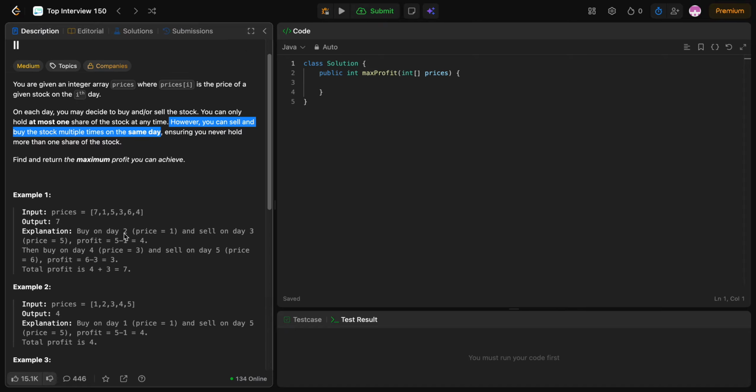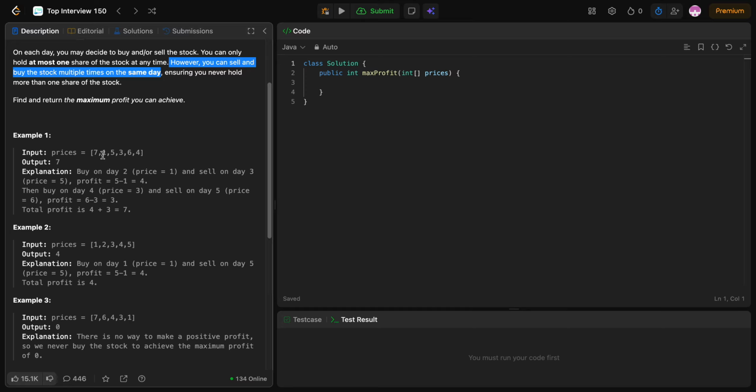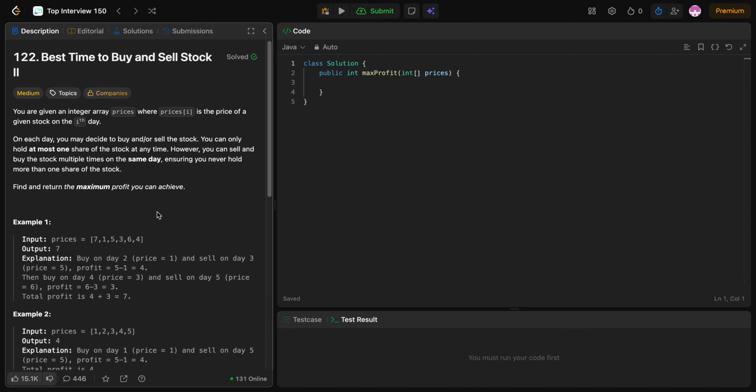So, okay, let me look at some examples. 7, 1, 5. So you buy on day 2, sell on day 3. Okay. Oh, okay. So it's not just about buying on one day and selling on another day. But you can buy and sell and buy and sell and buy and sell as many times as you want within the amount of days in prices.